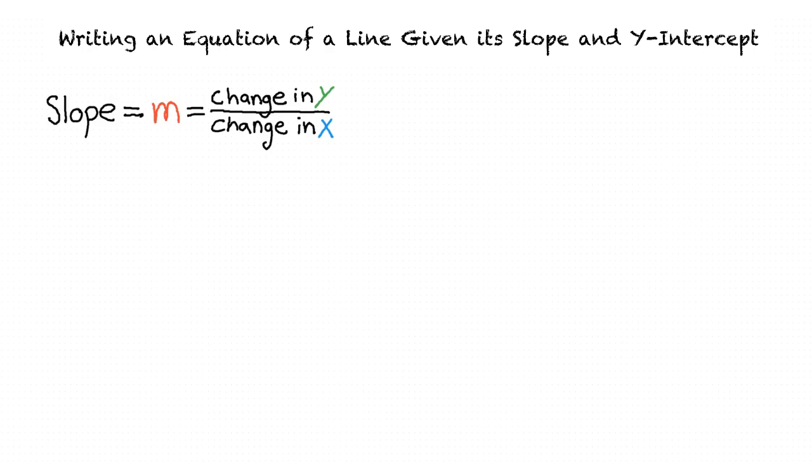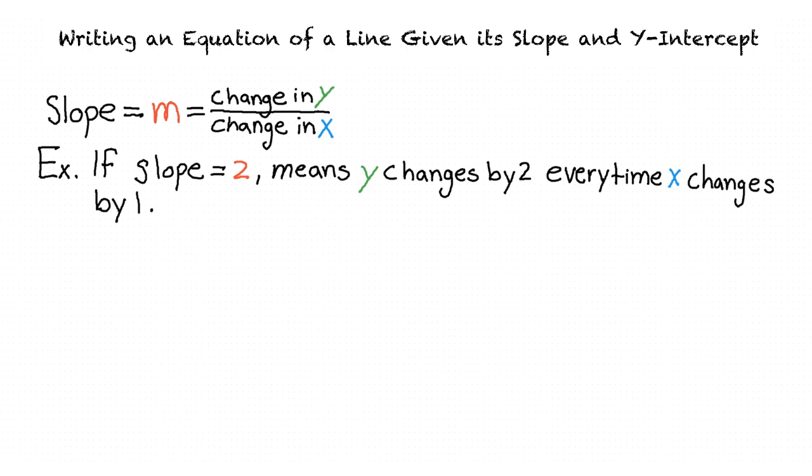So if the slope of a line is 2, the y value would increase by 2 every time the x value changes by 1. This can be understood more clearly when we remember that every number can also be written as itself divided by 1. Using this, we can represent the slope as the change in y over the change in x.